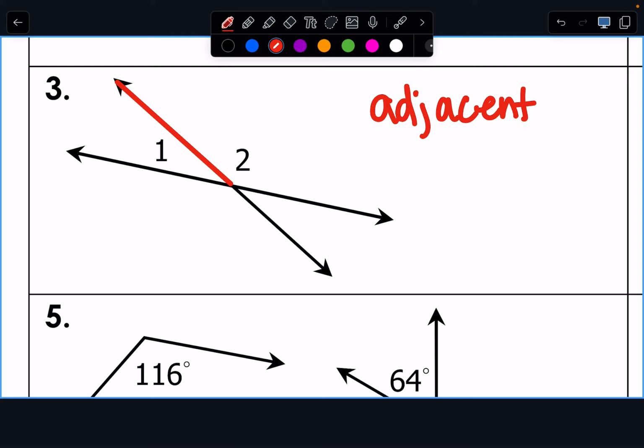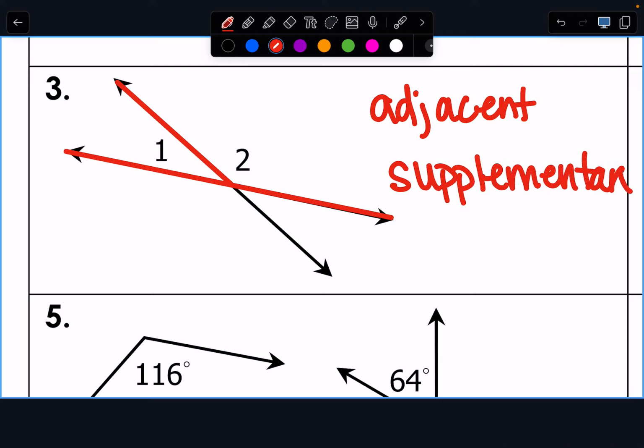What's the other? These are not vertical. I heard someone say supplementary. How do we know that these two angles are supplementary? What's the thing we're looking at? What did you say, Channing? They make a straight line.